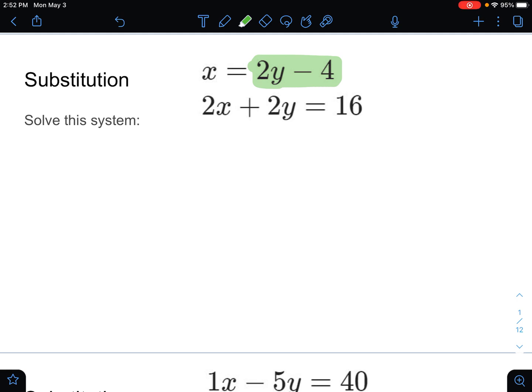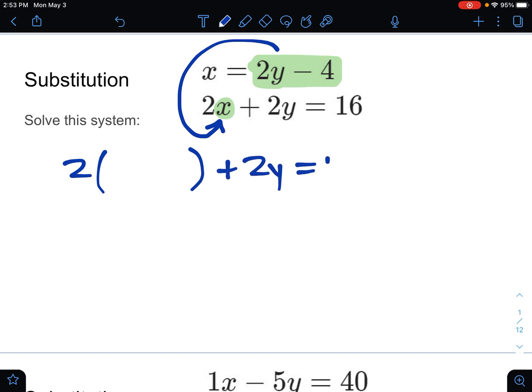So what we're going to do is substitute that in for x in the other equation. I see an x in the other one, and I'm going to plug this 2y minus 4 in parentheses in where x is in the second equation. That will be 2 times that whole x thing plus 2y equaling 16. So that entire 2y minus 4 goes in place of where the x was, in parentheses, of course.